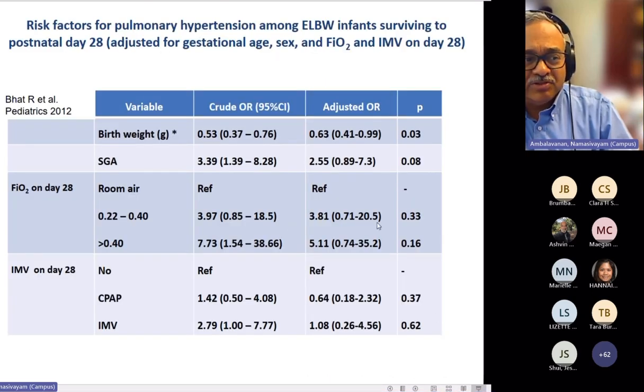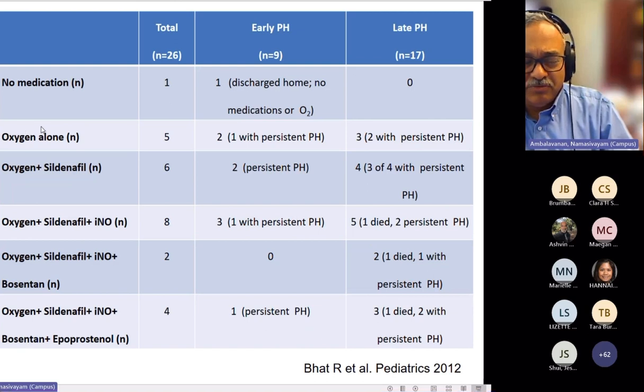The risk factors are lower birth weight, being growth restricted, and needing more oxygen or being on mechanical ventilation at 4 weeks of age. So being smaller and sicker is a high risk factor. We treat these infants with multiple medications: oxygen alone, nitric oxide, sildenafil, bosentan, and now more remodeling agents like treprostinil. Some infants get Adempas, riociguat, but there is very little data or evidence to show which drug is better and which agent should be continued for longer.